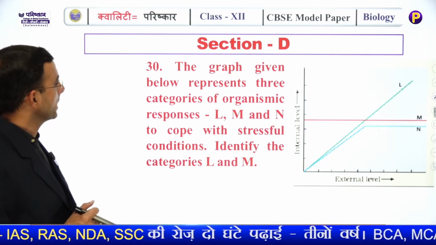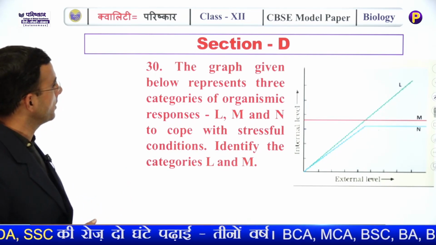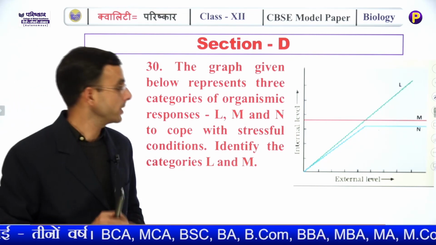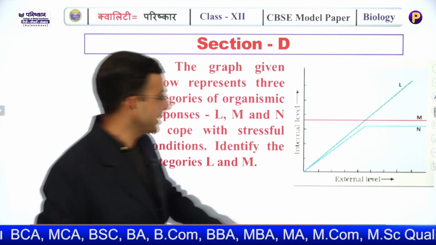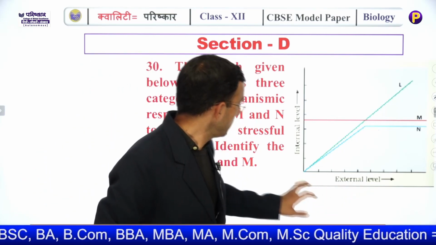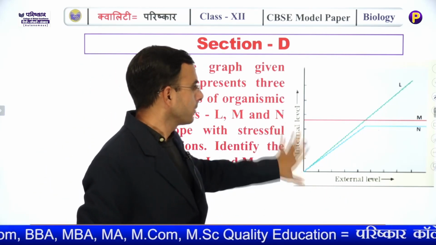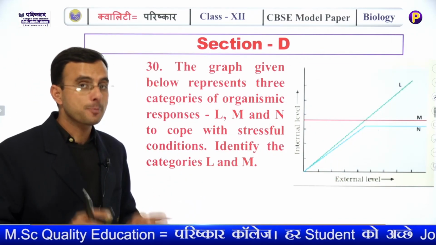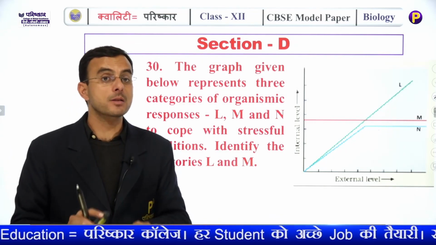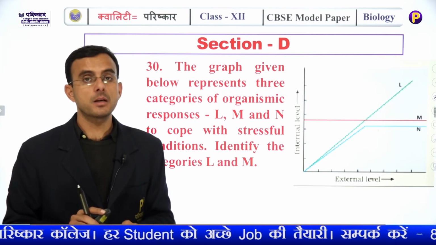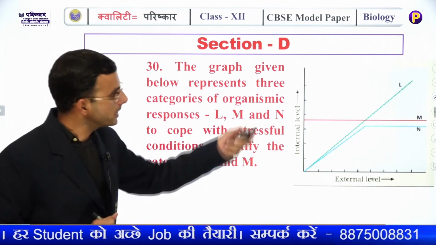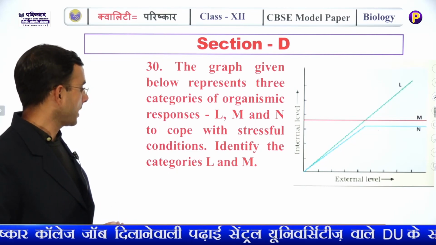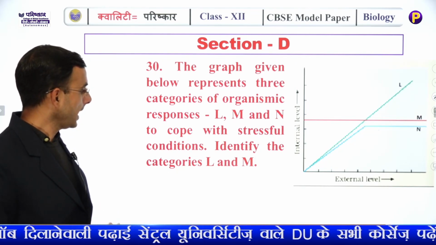Okay, so the next question is: the graph given below represents three categories of organism responses. That is from ecology, and in that there is an external level and an internal level, because of how they are maintaining. So these are responses of the organism to external environmental conditions. They are giving three conditions, L, M and N, to cope with stressful conditions. Identify the categories L and M.